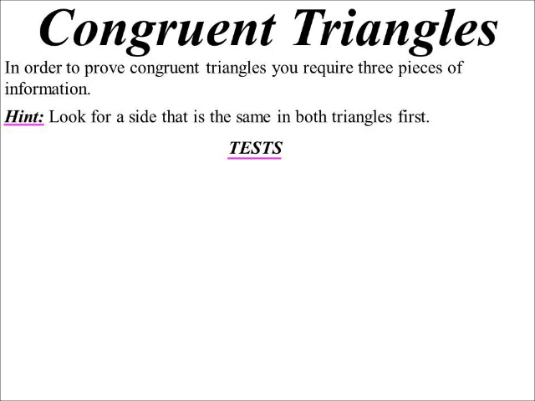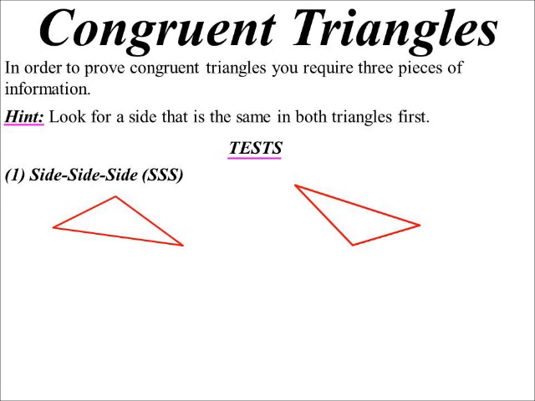So the tests that we have, of course, we have our side, side, side. Oh look, here's two triangles. Oh, that side matches. So does that one. Oh, the third one does too. Fantastic. Then what we do basically is we eliminate one side and replace it with an angle.